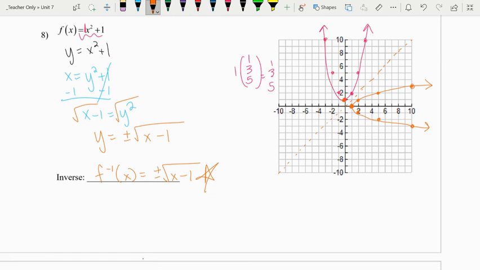And the reason why you need the plus or minus is because this graph is actually split in half by the x-axis, and the top part would be the positive part of that, and then the bottom part would be the negative part of it. So that's why you need that plus or minus in your final answer.